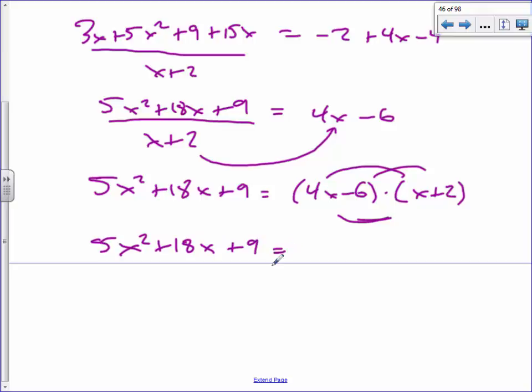You can see why we spent some time on it, eh? Okay, 4x times x is the 4x squared. There's a minus 6x in there. There's an 8x and a minus 12.